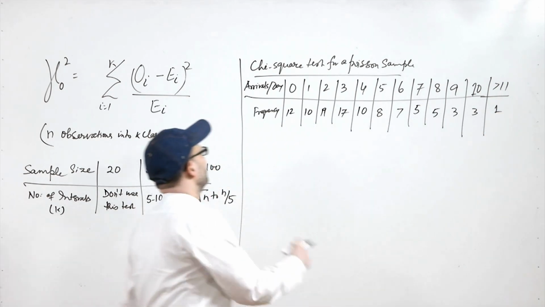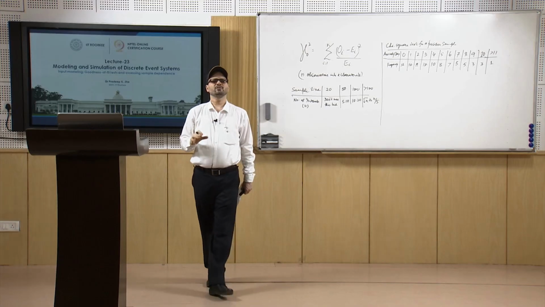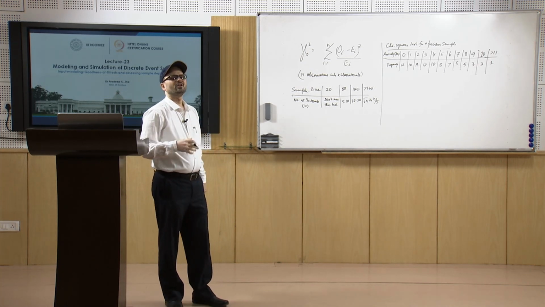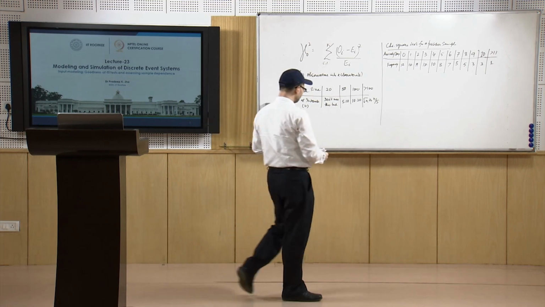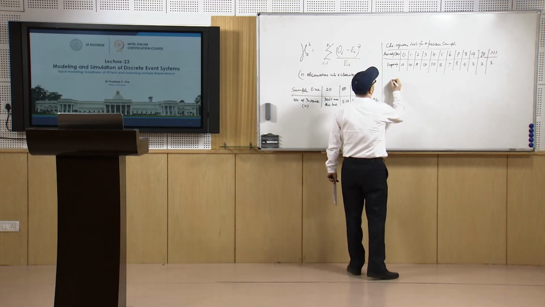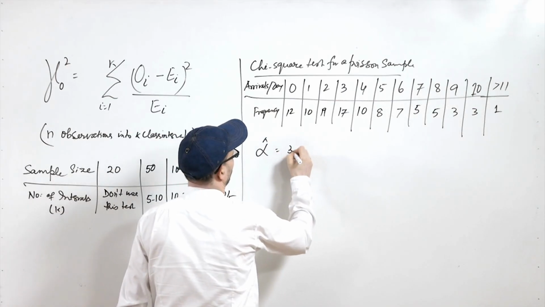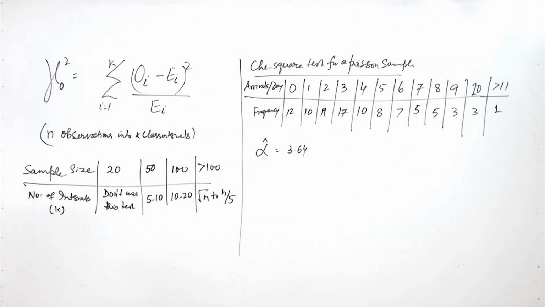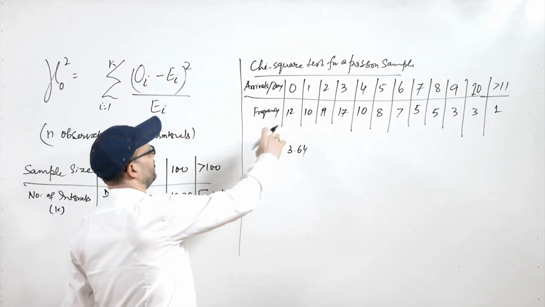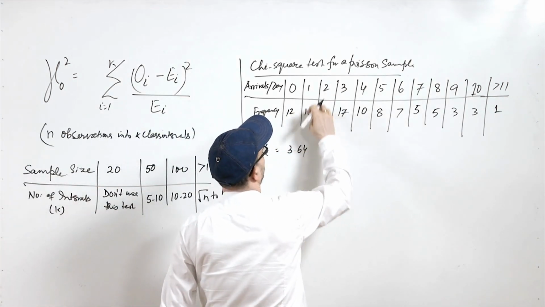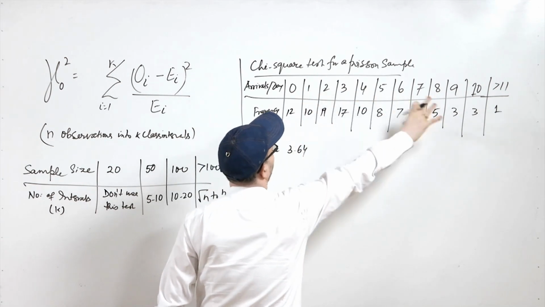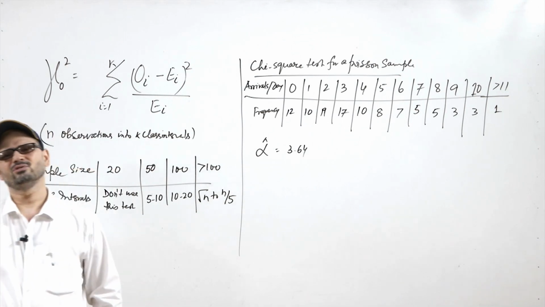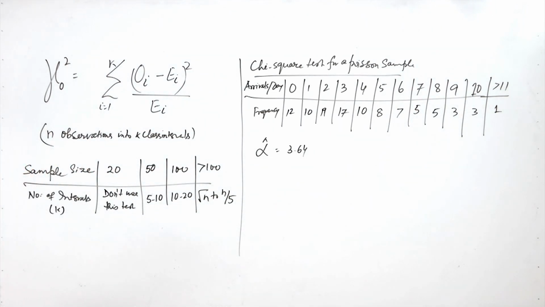So, as we see, this type of data is given to you, and you have to use the test to check the fit. Now, in this case we have already computed the alpha estimator as 3.64. We saw that the alpha estimator is nothing but x bar, and for that you compute the products and add all together. This is 364 divided by 100, so you are getting 3.64.